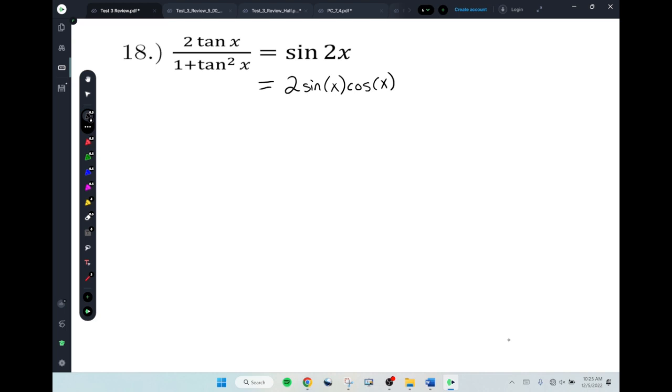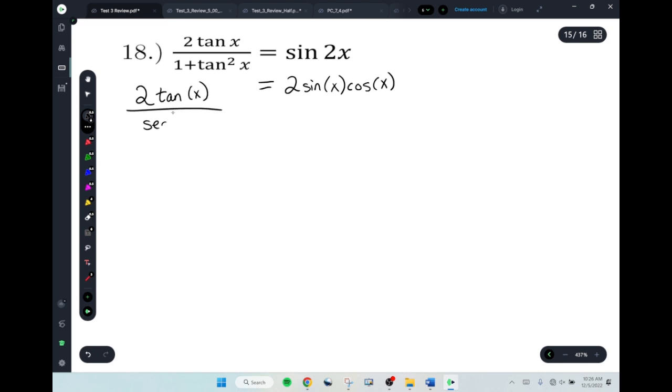What else do we have going on? Secant squared? Is that true? I think it's 1 minus tangent. You tell me. Look up the secant squared identity. Oh, yeah, tangent squared plus 1. So then we're done. Let's do it the short way and then the long way. If we just do that, we're pretty much done. So this gives us 2 tangent of x over secant squared of x.